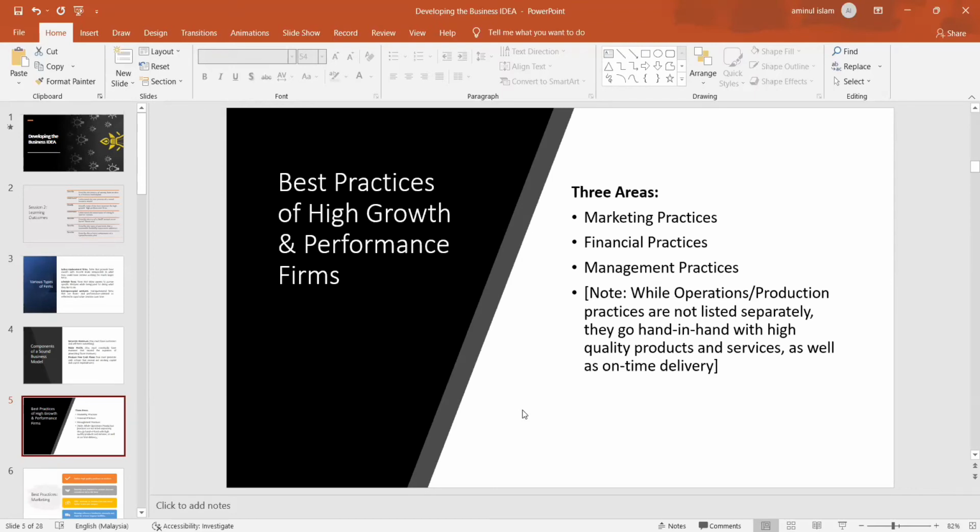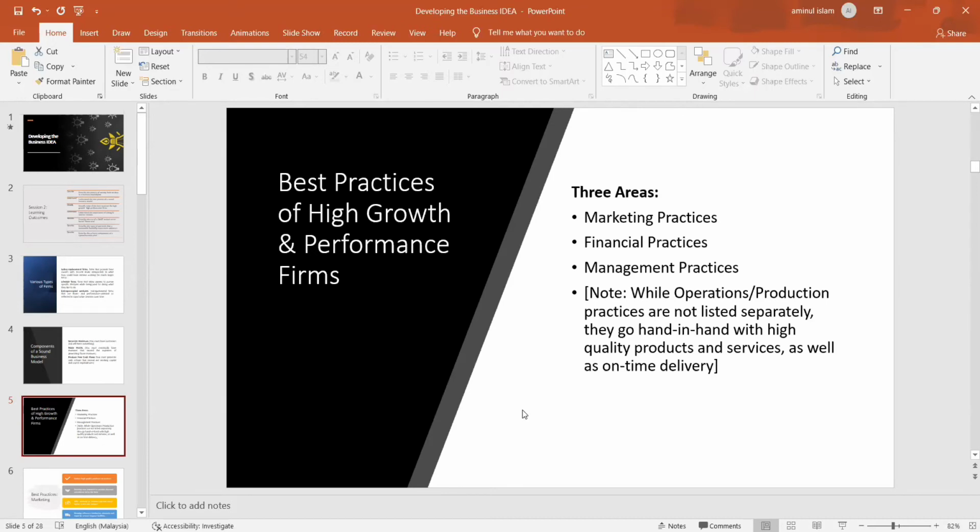Okay, so these are the three areas that we will be looking at seriously. The first one is marketing, because that helps you to generate enough revenues. And then you look at financial practices. That's what helps you to control the costs and expenses, and making sure you collect and generate enough cash flows. So that's what we discussed in earlier slides. And the third area is the management practices.